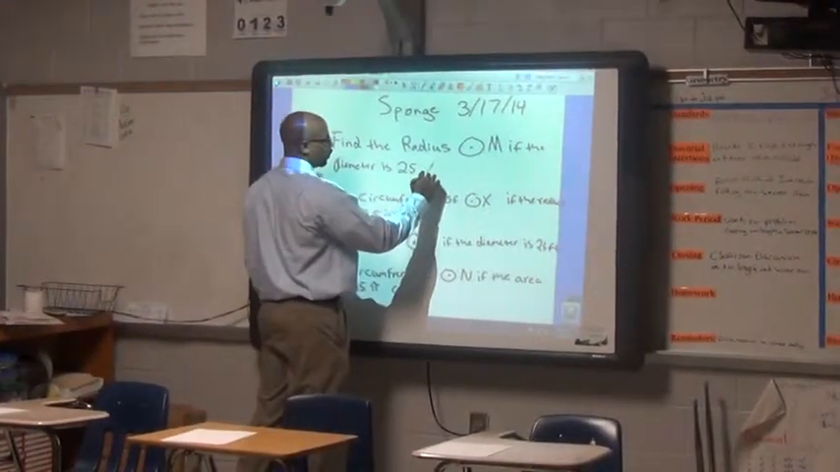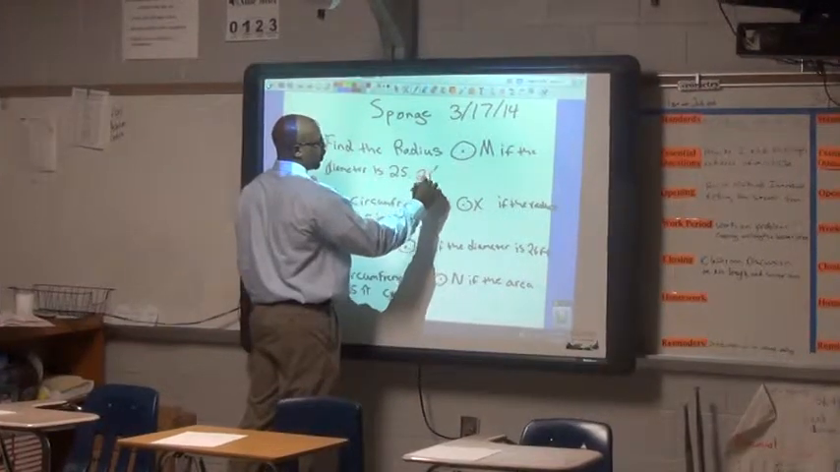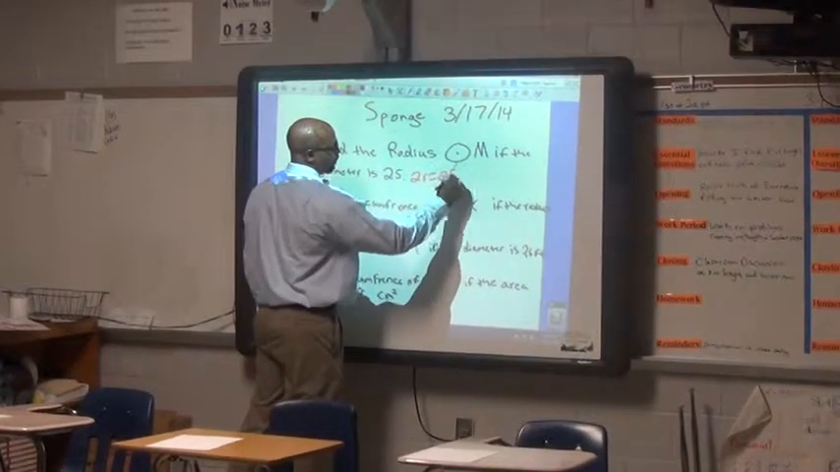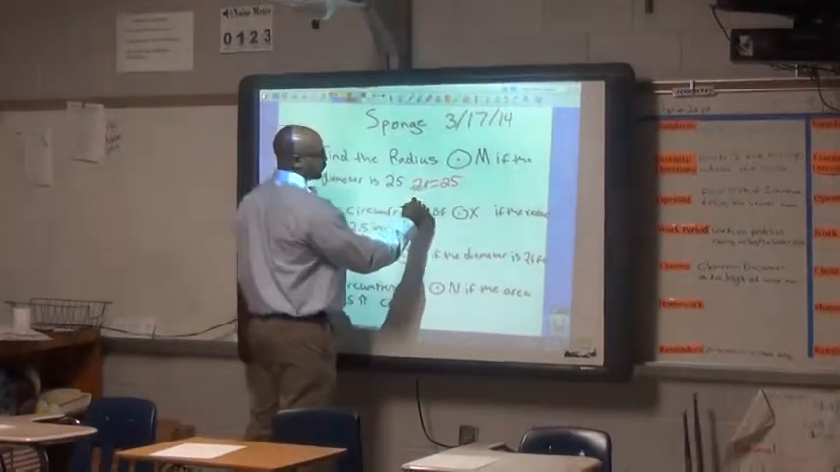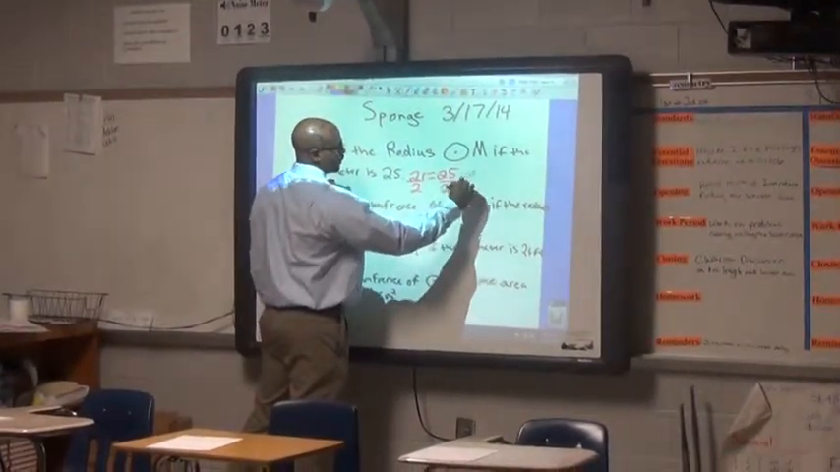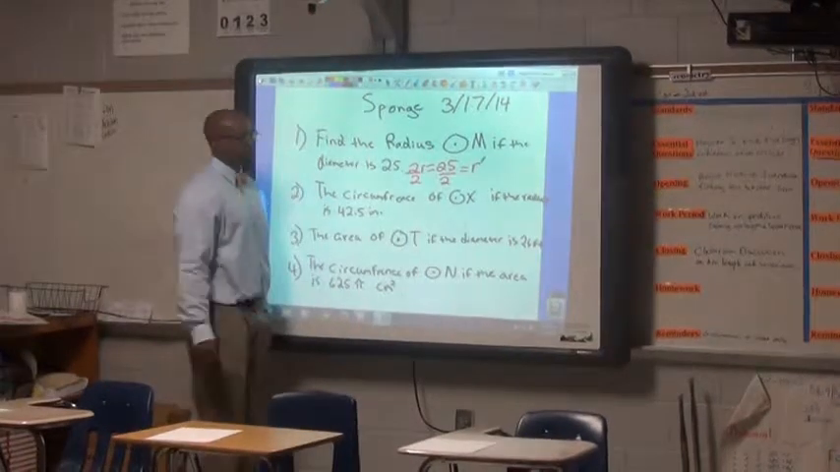So we can do that a couple of ways. We can go 2r equals 25. If we get half of it, we can divide both sides of the equation by 2. What's that going to get? 12.5.